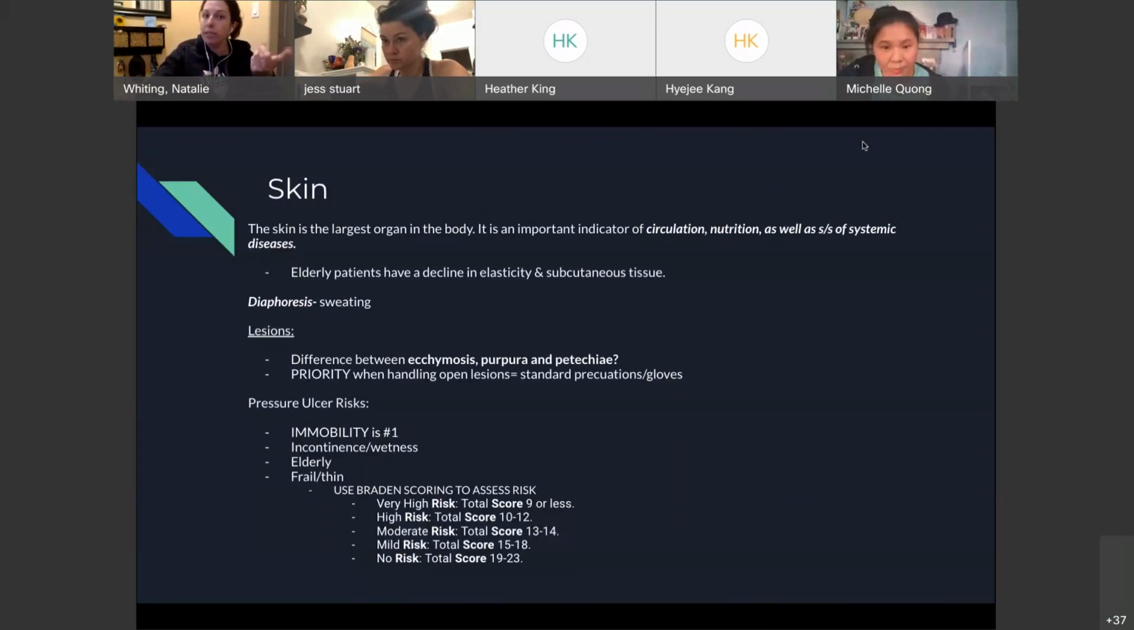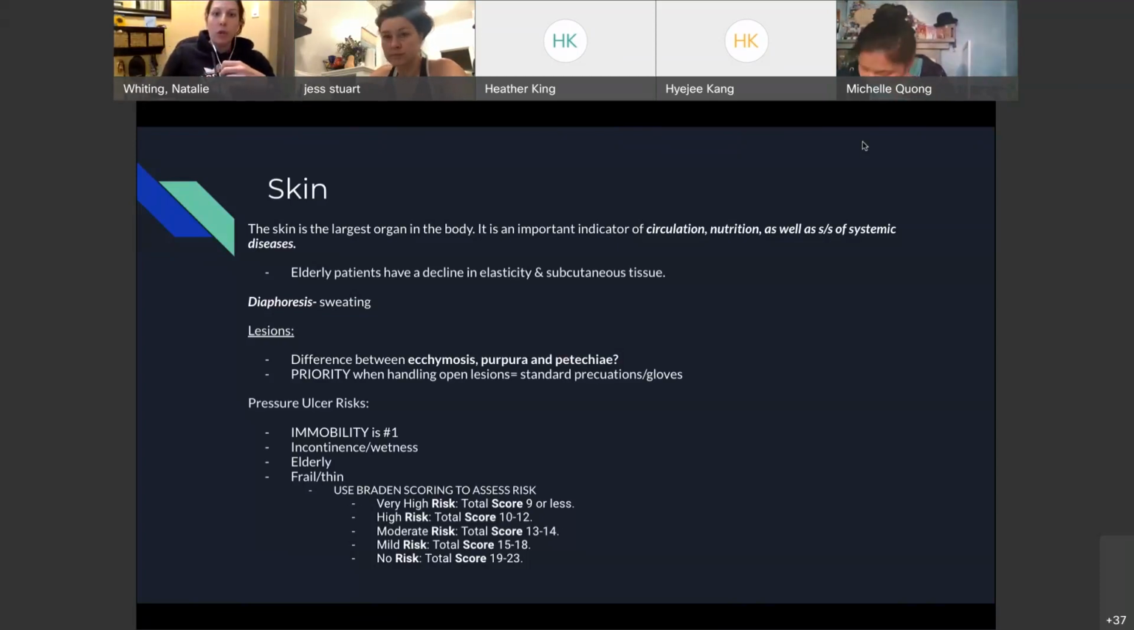Diaphoresis, know what this term is? It's just sweating, and you're going to start hearing it a lot. If you haven't gotten used to the word yet, you will get used to diaphoresis and diaphoretic, which is the adjective form of saying sweaty, basically. So, my patient's really diaphoretic. You'll start hearing that used a lot in nursing.